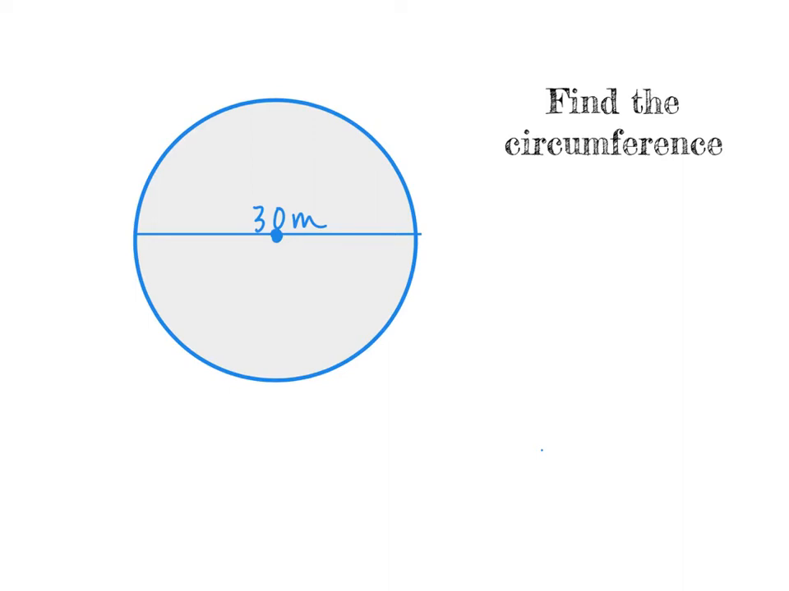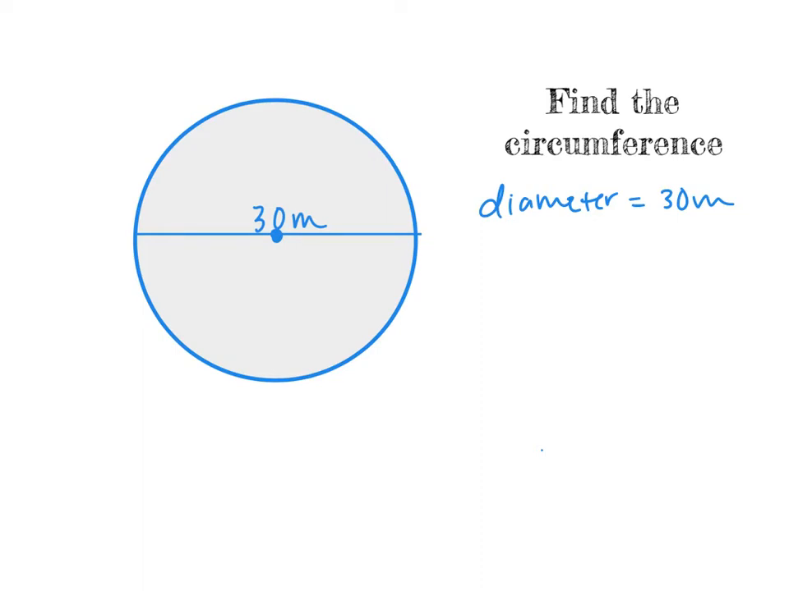All right, our second example here. If you want to pause the video, try this one on your own, and then replay the video to see if you got it correct, I encourage you to do so. All right, so let's get started. If we're looking at our circle here, we have to find the circumference. Let's figure out what we know already. We know that the diameter here is equal to 30 meters.